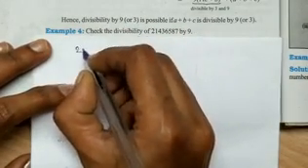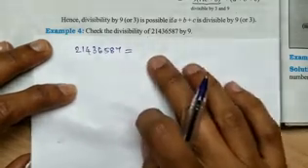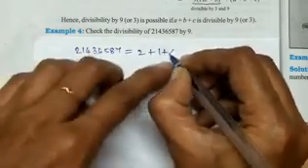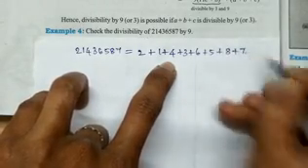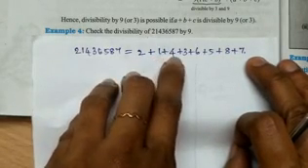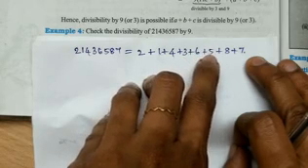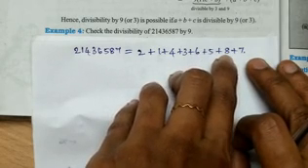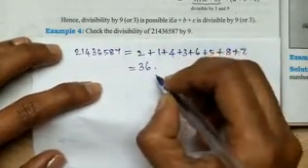So first write the number. As I said, first we have to add the digits in this number. So 2 plus 1 plus 4 plus 3 plus 6 plus 5 plus 8 plus 7. Okay, add the numbers first. 2 plus 1, 3. 3 plus 4, 7. 7 plus 3, 10. 10 plus 6, 16. 16 plus 5, 21. 21 plus 8, 29. 29 plus 7 is 36. So the sum is 36.